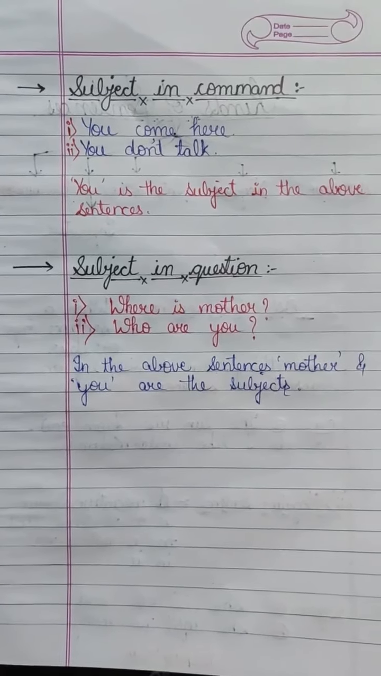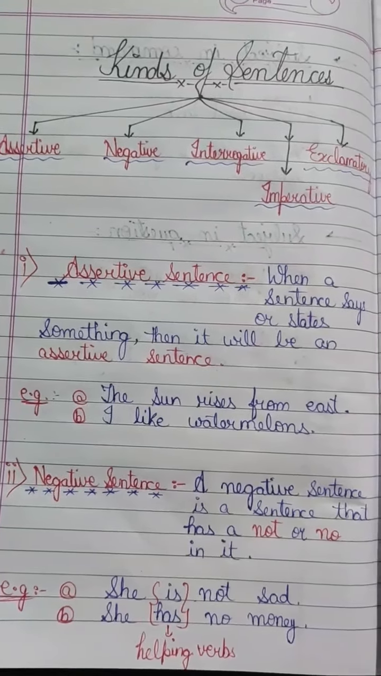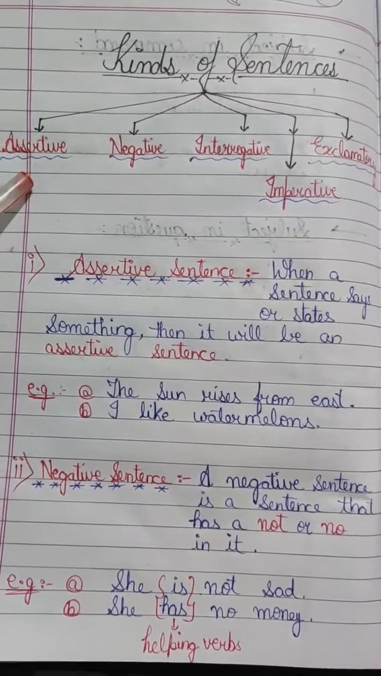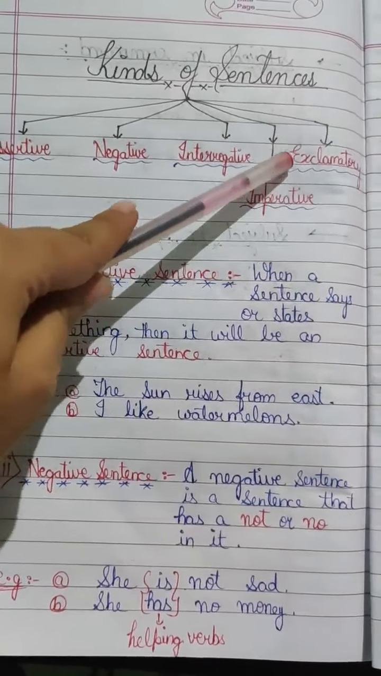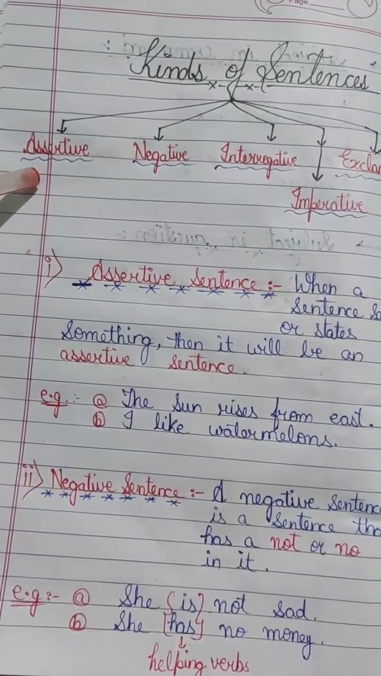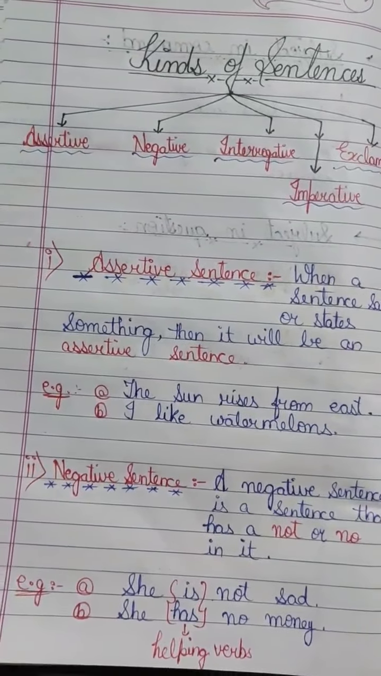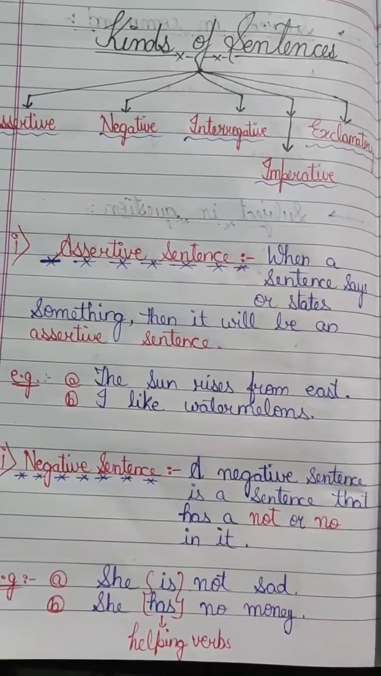So let's move on to kinds of sentences. Okay, so there are 5 kinds of sentences: assertive, negative, interrogative, imperative, and exclamatory, right? Assertive, we call assertive as declarative as well. Okay, so let's come on to the first one, assertive sentence.